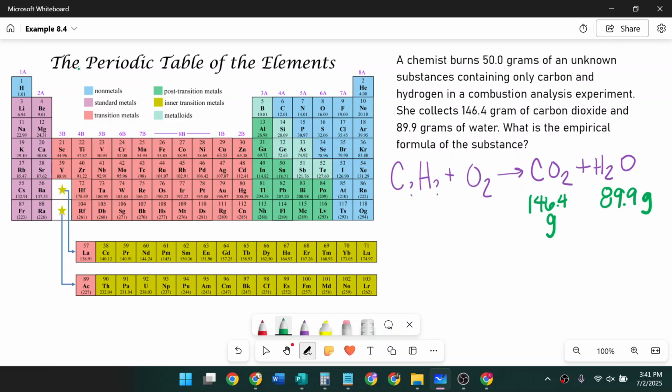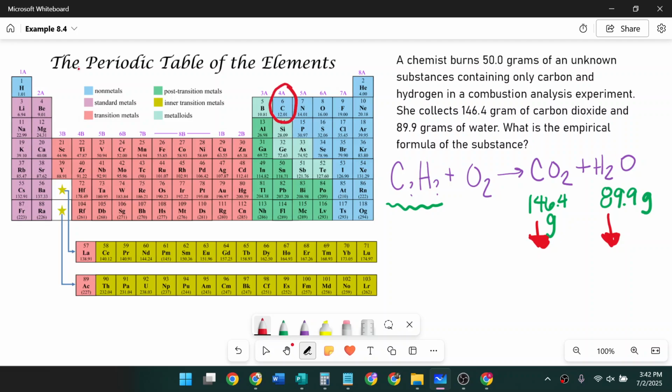And then they want to know what is the empirical formula of the substance. In other words, what do we put where those little question marks are? This one might sound a little bit confusing, so we're going to use what we've been learning to figure it out. So let's start by finding these two and turning them into moles. How many moles do we use of carbon dioxide and how many moles of water? That means we're going to need to find all those things on the periodic table.